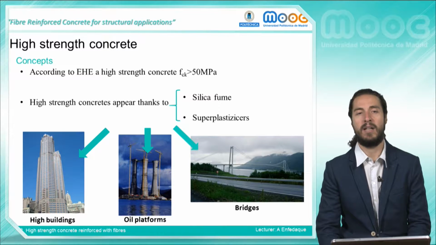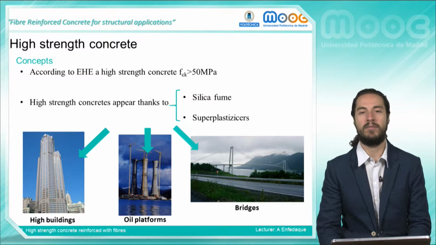In Spain, and according to the Structural Concrete Code EH08, a high-strength concrete is considered of such type if its characteristic strength is greater than 50 megapascals. This type of concrete appears thanks to the use of two components, silica fume and superplasticizers. High buildings, offshore extraction platforms and bridges have taken advantage of the outstanding mechanical properties that this concrete has.